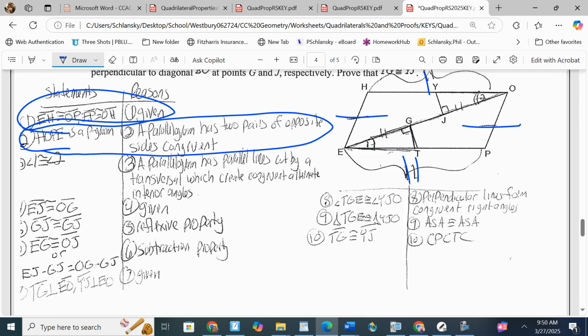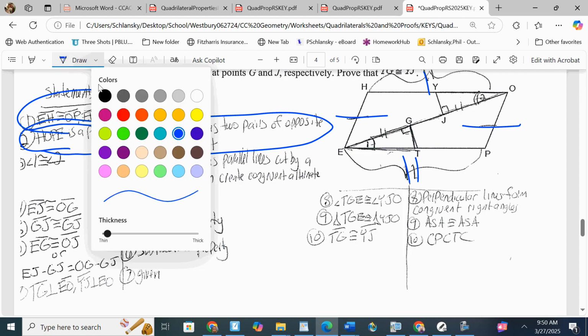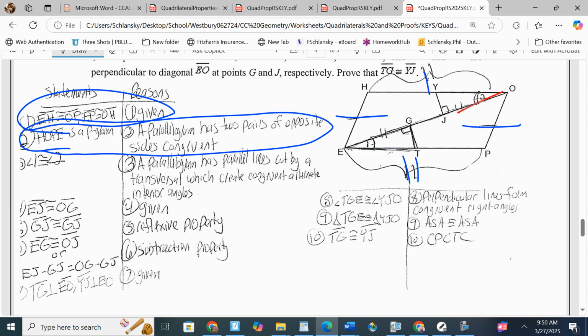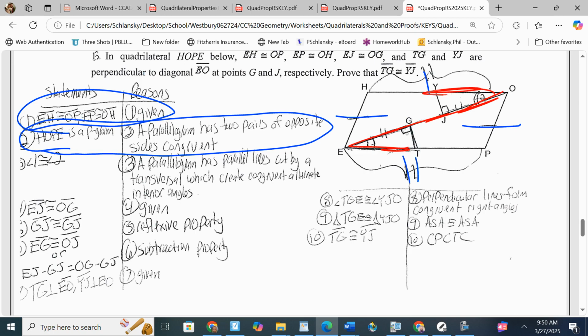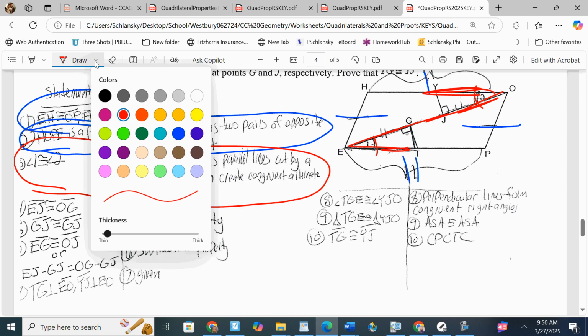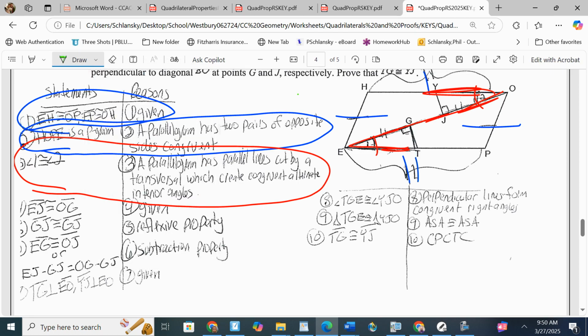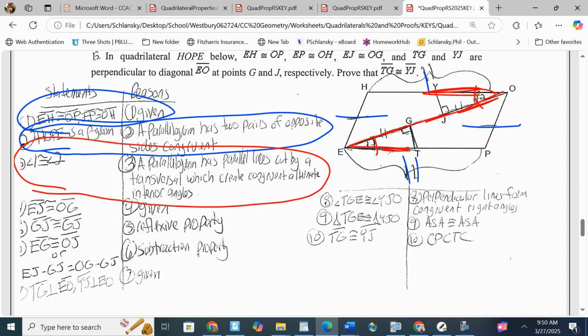Now that I have that, I need to use the parallelogram to help me with my triangles. So the first thing that I've trained you to do is to look for your Z, to look for your alternate interior angles. There it is. There are your alternate interior angles. Angle 1 is congruent to angle 2. I know it's long, but a parallelogram has parallel lines cut by a transversal, which create congruent alternate interior angles. Once you have that, again, I've trained you what's coming. I'm sure that the addition or subtraction property is going to be coming. It's telling me that EJ is congruent to OG.